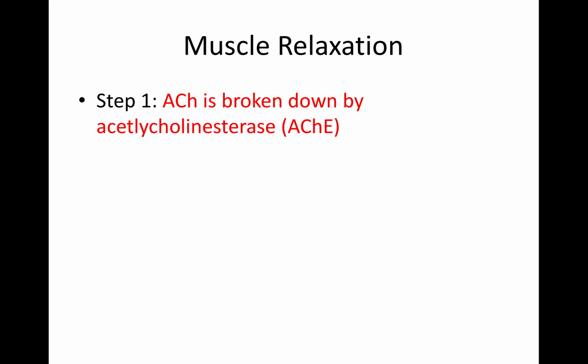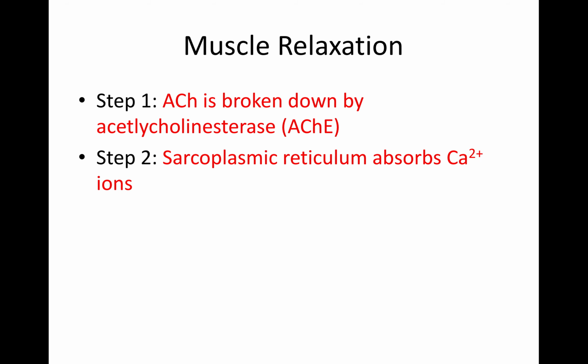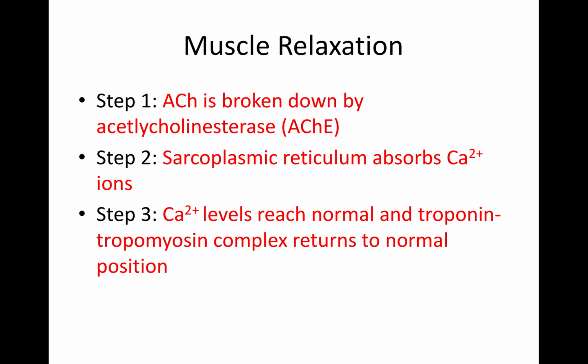So for our muscles to relax, acetylcholine is broken down by acetylcholinesterase. The sarcoplasmic reticulum is going to absorb the calcium ions that were previously released. The calcium ion levels go back to normal, and the troponin tropomyosin complex returns to its normal position. So it's again covering the active sites on the actin molecule, and then contraction ends.